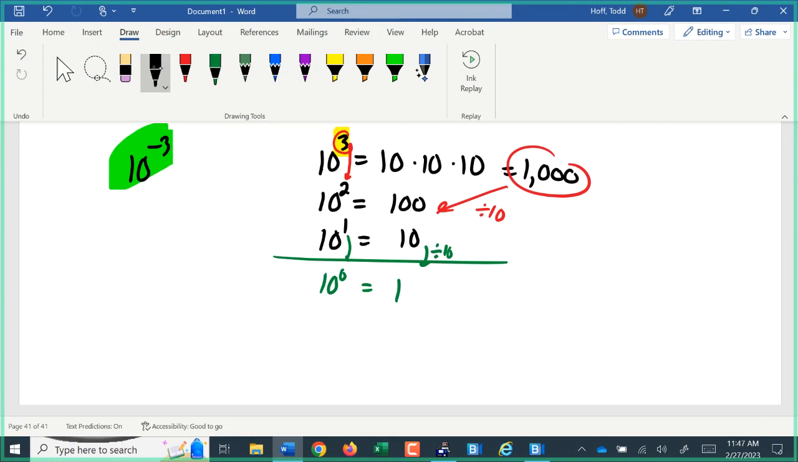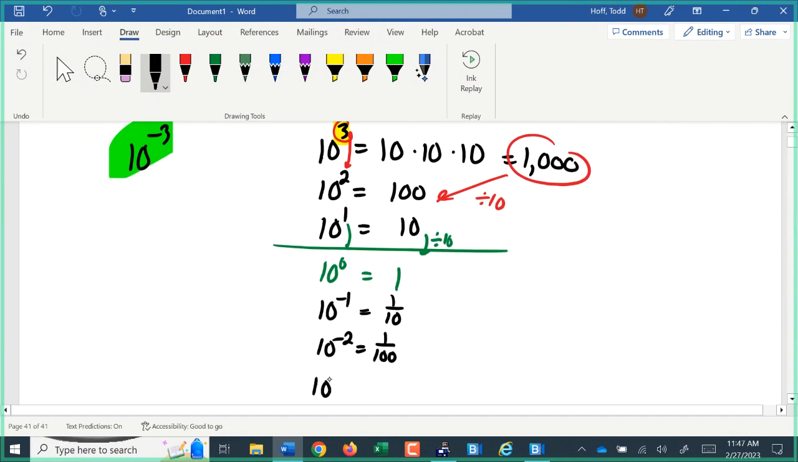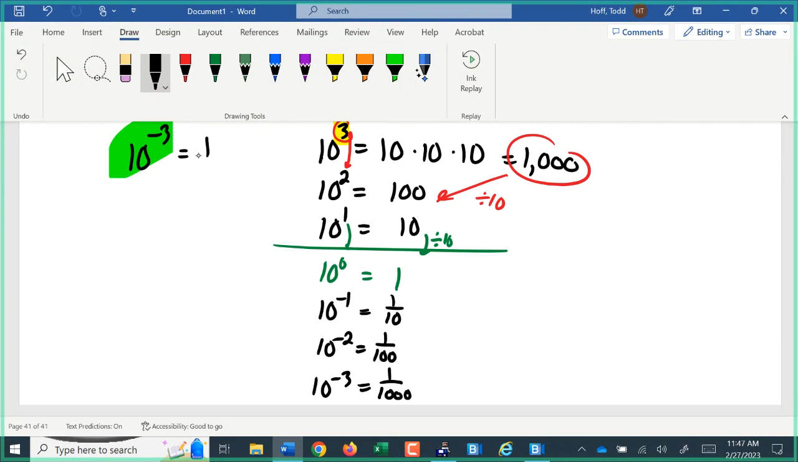Then as we keep going, 10 to the power of negative 1, we'll divide by 10 here again, that'd be 1/10. 10 to the negative 2 divided by 10 again, that'd be 1 over 100. And 10 to the negative 3 divided by 10 again would be 1 over 1,000. So 10 to the negative 3 is 1/1000th.